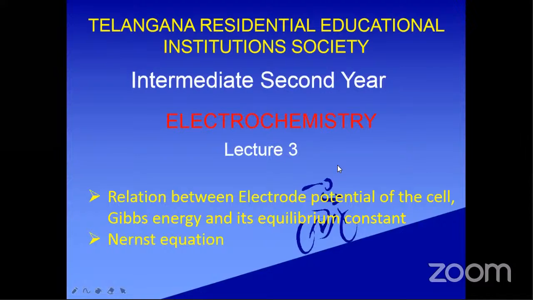So, we have discussed something about electrochemistry. This is the third lecture regarding electrochemistry. Today's class we will discuss the relationship between the electrode potential E and the Gibbs energy G, as well as the equilibrium constant K. The relationship between these three we will explain, and we will also study the Nernst equation. So we will study all these things.